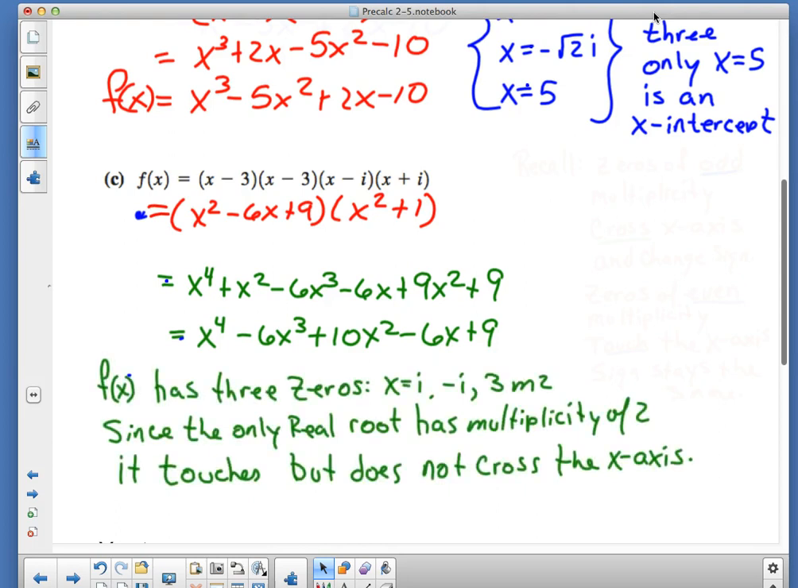And I should name my function when I'm done: f of x is equal to. So f of x has 3 zeros: i, negative i, and 3. By the way, its multiplicity is 2. That's where I put that m2. Since the only real root has multiplicity of 2, it touches but does not cross the x-axis. So you'll be asked, does it cross? Does it touch? You've got to just remind yourself about the factors and the number of them.